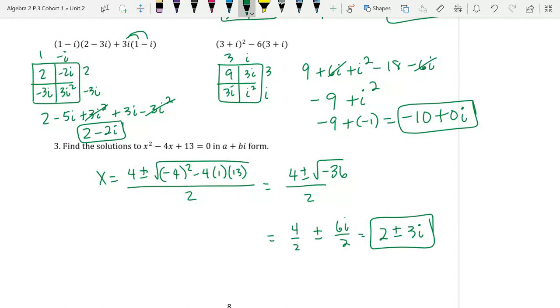This you can't use your calculator for. You have to be able to just do that in your brain and figure out what comes up.